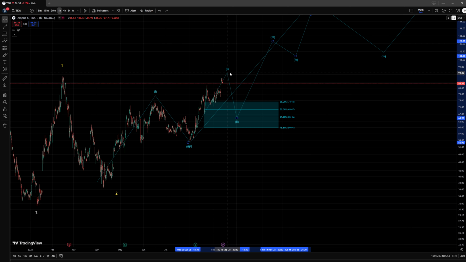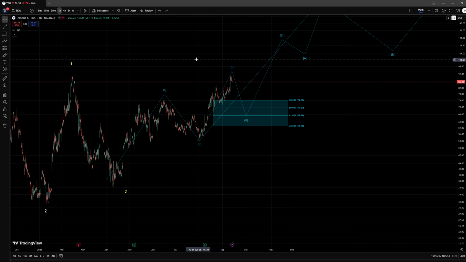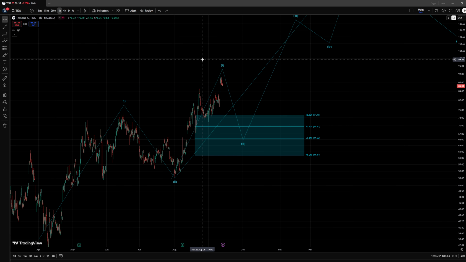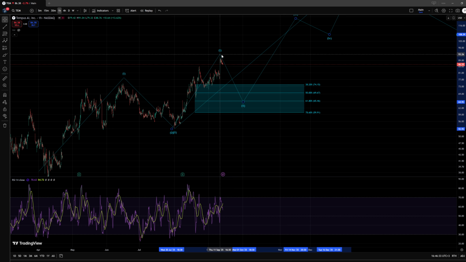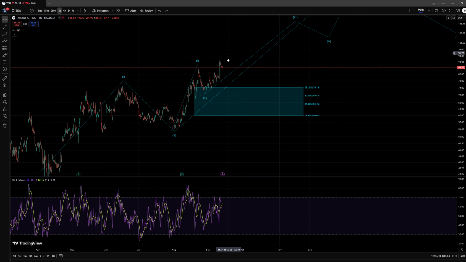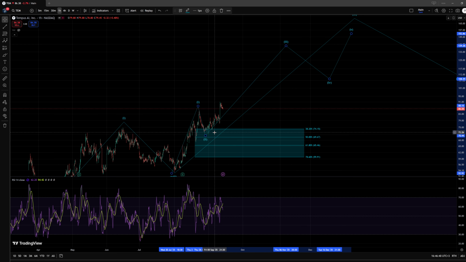Now, it is not even guaranteed that this is how the wave 1 actually completes. It could still extend. I find it most likely that it is still part of the wave 1, but it is really a possibility that the wave 1 top is there and we could already be overall within the third wave.